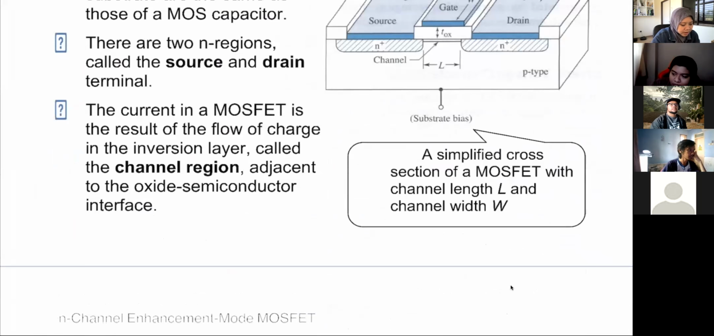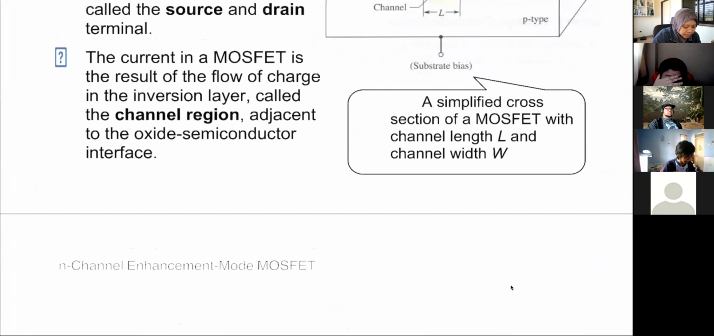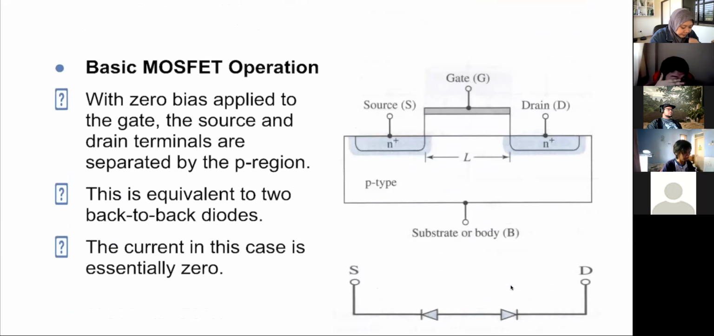So, okay, the current in a MOSFET. The current in a MOSFET is a result of the flow of charge in the inversion layer called the channel region. So inversion layer, so this is called the channel region, adjacent to the oxide semiconductor interface. Okay. Sometimes we call the channel length and channel width. Okay, kita tahu.